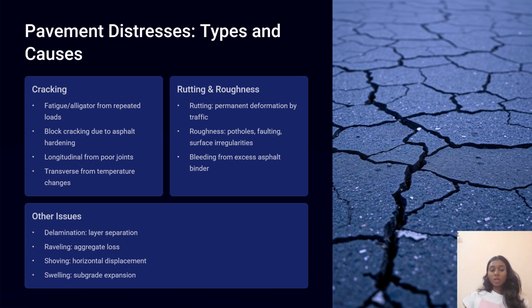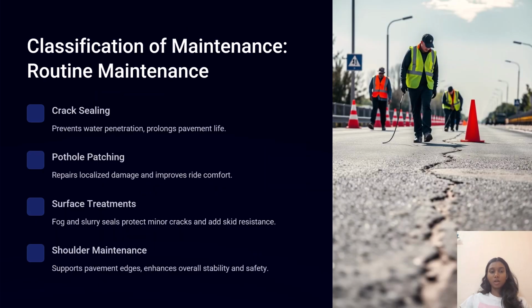Now talking about the other issues. First is delamination. Delamination is the separation between the pavement layers. Then the second one is raveling, where the surface loses aggregate and becomes rough. Then shoving, which is a wave-like displacement of the pavement due to braking or turning. Now talking about swelling, it is caused by the expansion of the subgrade due to moisture or soil activity.